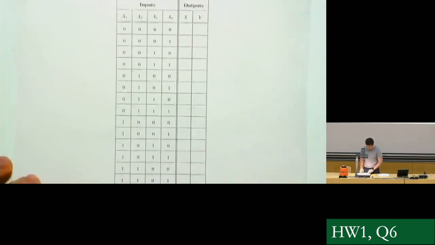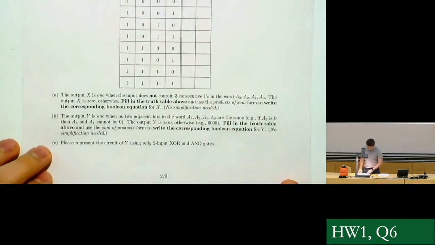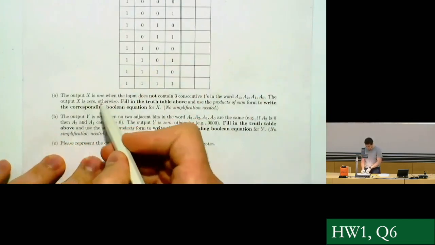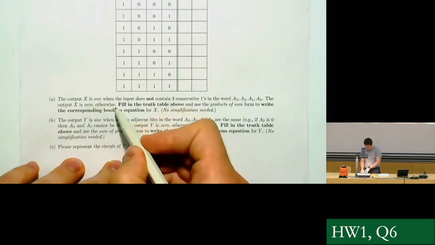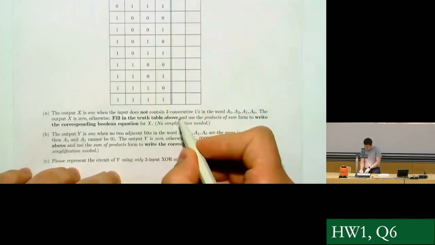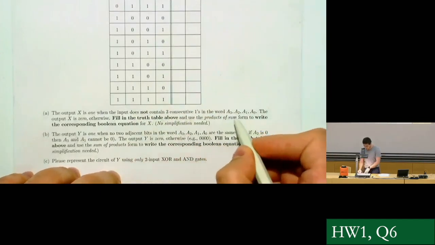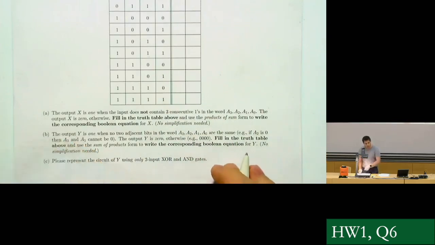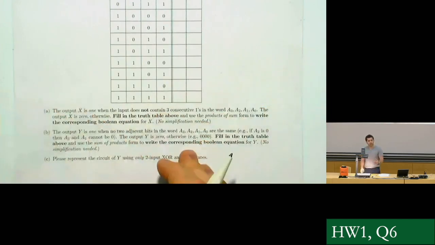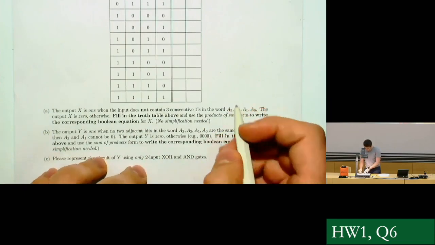So let's look at the first question here. The first question says, describe X first. X is 1 when the input does not contain 3 consecutive ones in words A3 to A0. Or in other words, it is 0 when it contains 3 consecutive ones. So let's find such occurrences in this truth table.